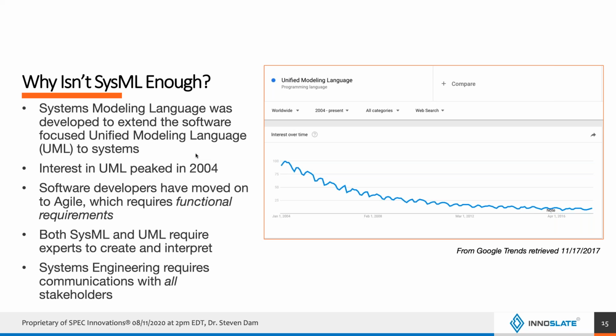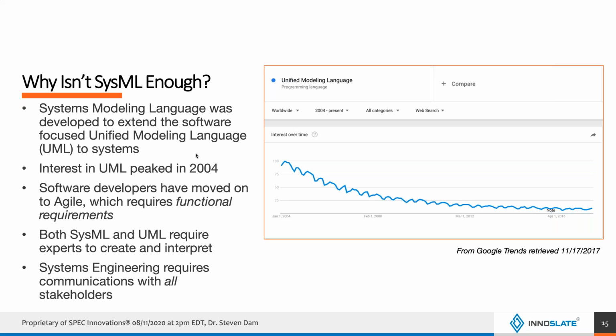The software developers have moved on. They're using something called Agile, scaled Agile frameworks, things like that. But Agile starts from functional requirements. So Agile software development is starting from functional requirements. Where do they get the functional requirements?